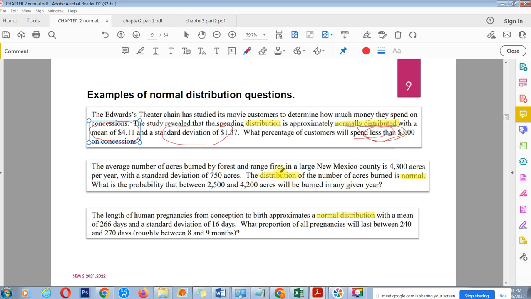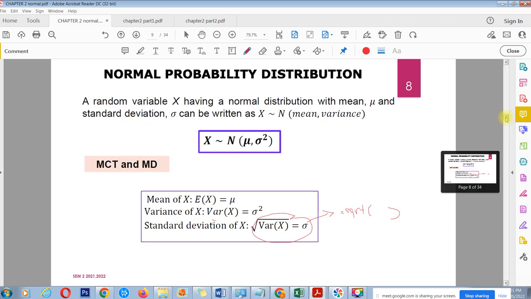Again, here you need to identify what the distribution is. The keyword is that the distribution of the number is normal, and then the probability is between these two numbers, so that is also a normal distribution. The question will state the keyword of normal distribution. That is the key.